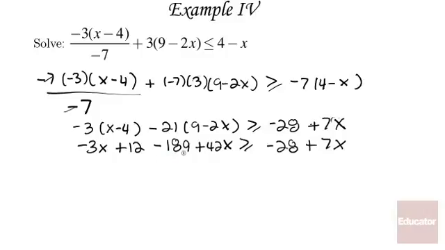Now, I'm going to combine like terms. And I do have some like terms. I have a negative 3x and 42x. Combining those, I'm going to get 39x. Negative 189 plus 12 is negative 177.